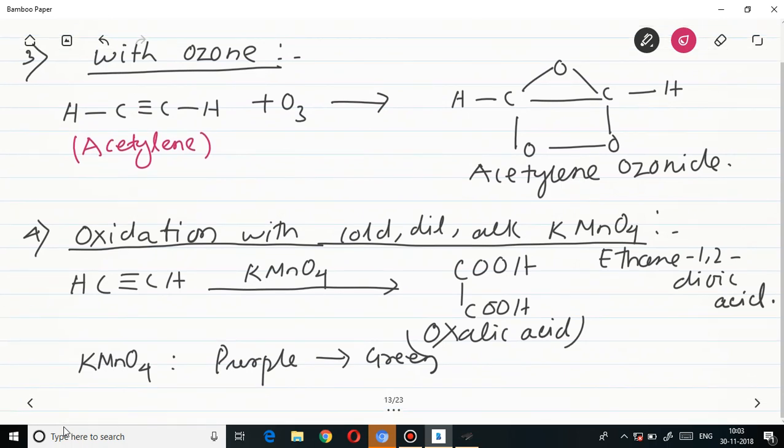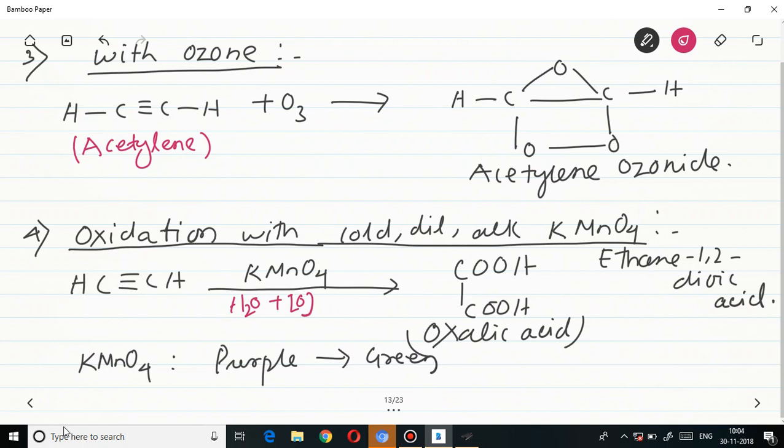Now, oxidation with cold dilute alkaline KMnO4. The same reaction we have done in alkene also. Now here, same, water plus NaCl and oxygen will also be there. There, when KMnO4, H2O plus NaCl oxygen was there, the compound prepared was ethane-1,2-diol, but here it is ethane-1,2-dioic acid, commonly known as oxalic acid.